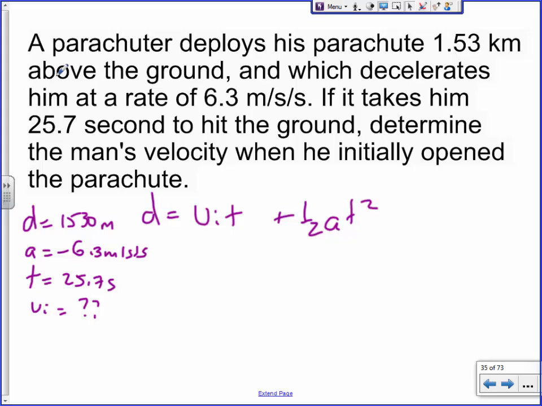So if you're really stuck on where to start, I think most of you seem to have got started at least. The four variables we're looking for are distance, acceleration, time, and initial velocity.